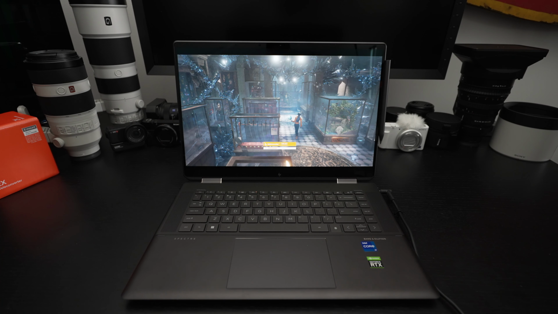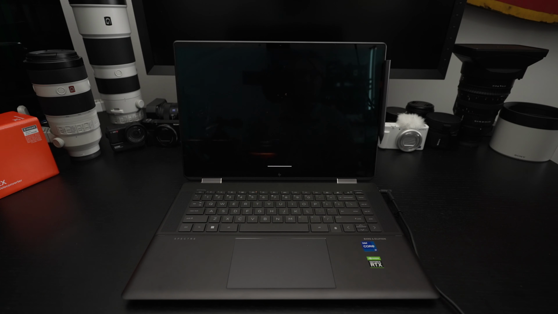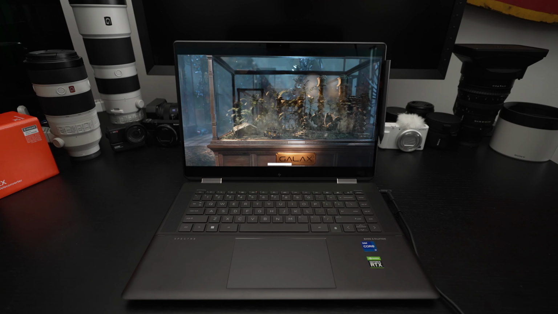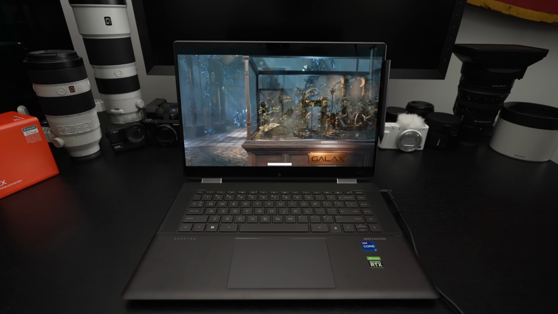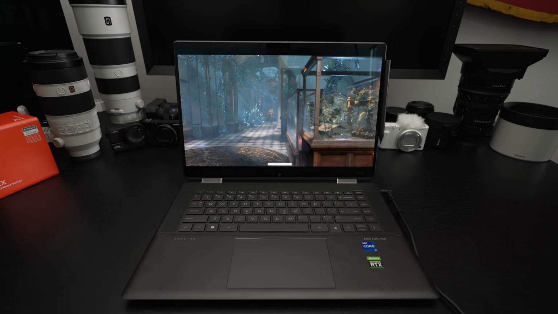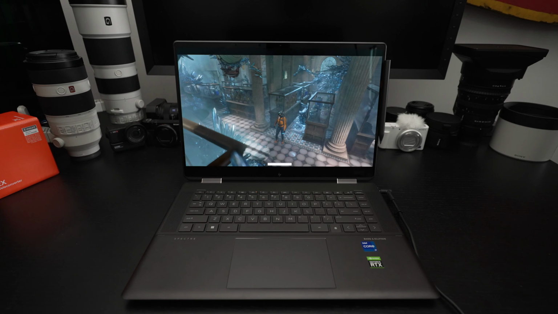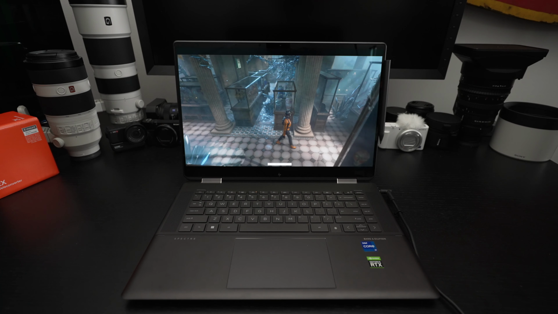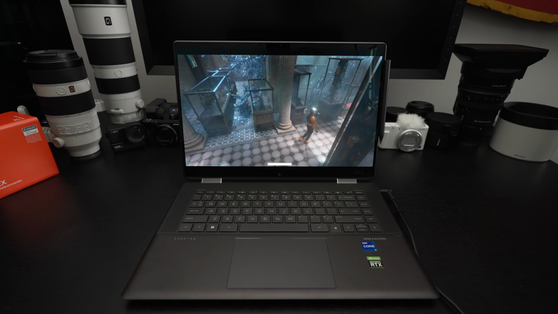Now, when it comes to pricing, the review unit that we're looking at here that was sent over by HP retails for over $2,000. In fact, right now through Best Buy, you can pick up this same configuration, usually at a little under $2,100. It's on sale for $1,780, so under $1,800. I think at that price point, this is an excellent purchase for the consumers that this machine appeals to.